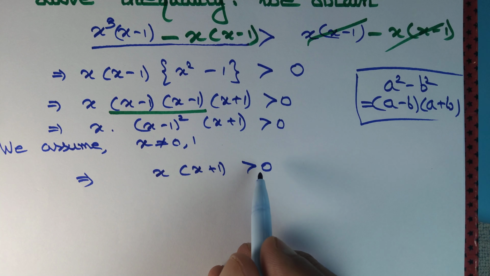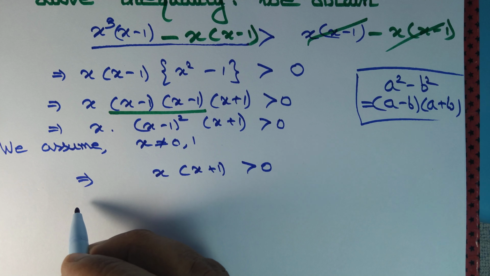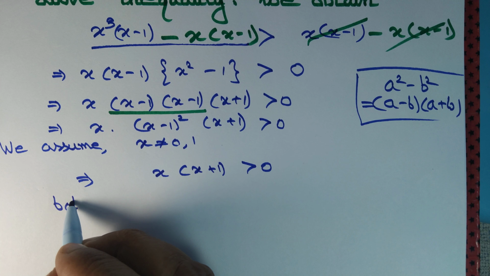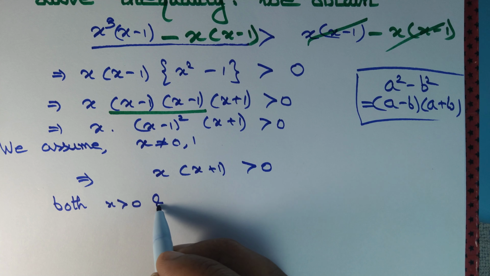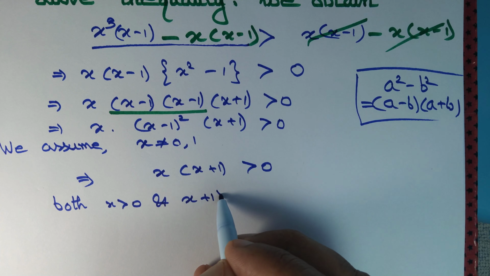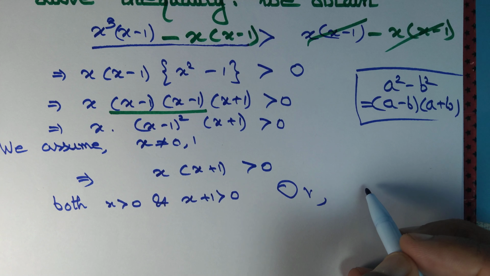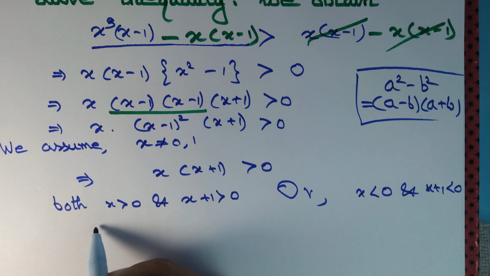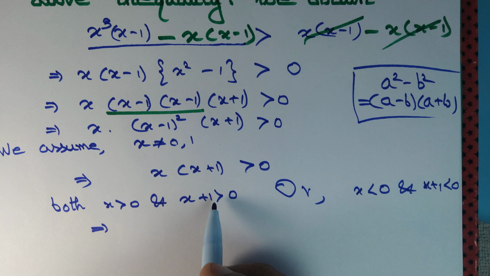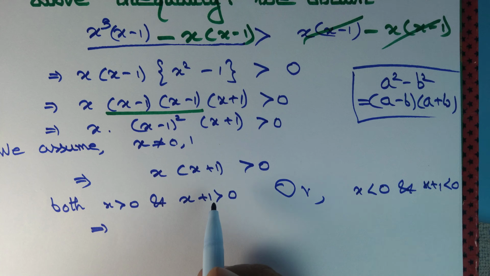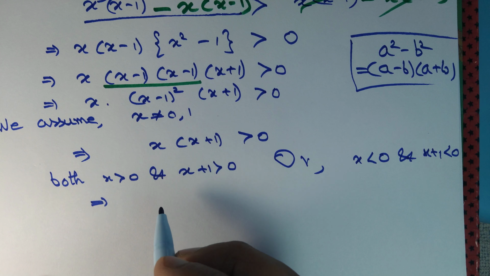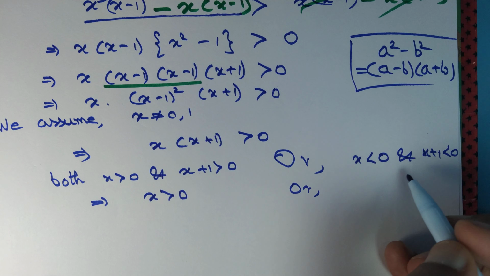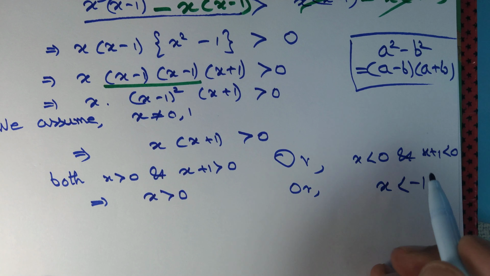Now we see that the product of two numbers is greater than 0. Then we must have both x and x plus 1 greater than 0, so x is greater than 0 and x plus 1 is greater than 0. Or we can have x is less than 0 and x plus 1 is less than 0. In the first case, we obtain x is greater than 0 and x is greater than minus 1, so we can say that x is greater than 0. Or x is less than 0 and x is less than minus 1, so we can say that x is less than minus 1.